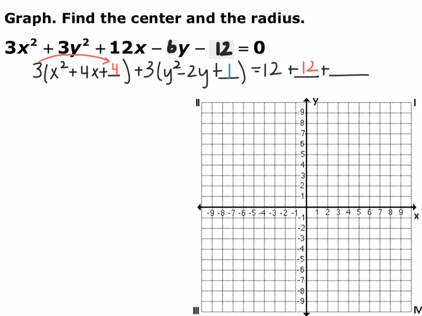Same thing over here, we didn't really add a 1, we really added 3 times 1, so we need to add a 3 to the right side. So go ahead and pause the video and finish completing the square.